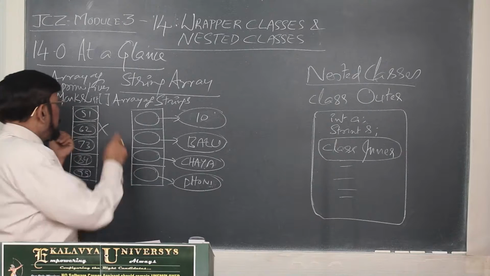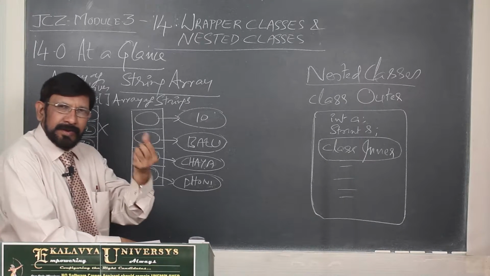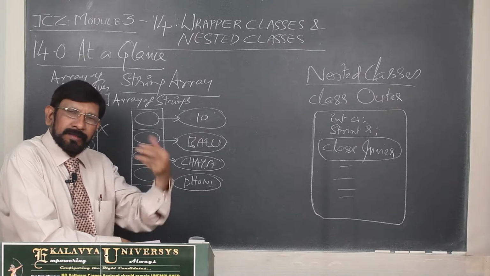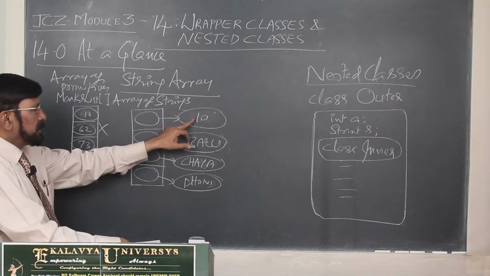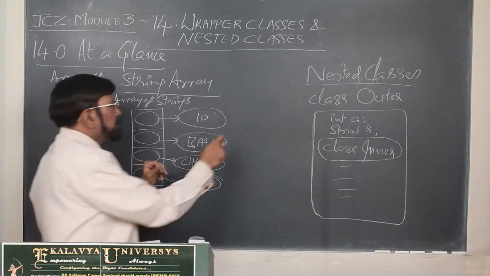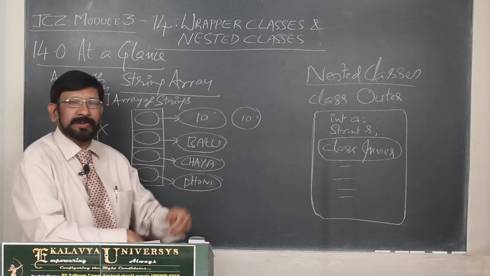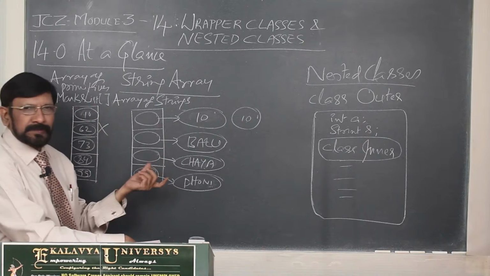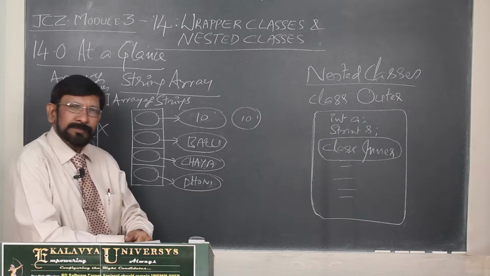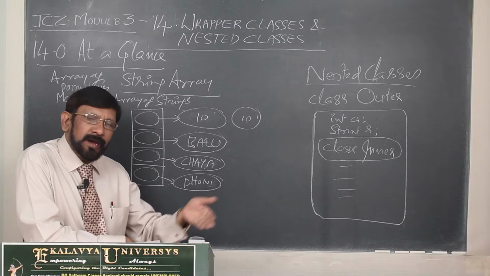Here, suppose 10 is there, let us say the 10 is an independent primitive, on which any operations can be done, but it is not like that. It is wrapped. Now, 10 is wrapped like this and it is made as an object. So, especially for this purpose, Java collections, primitives should be converted into objects.